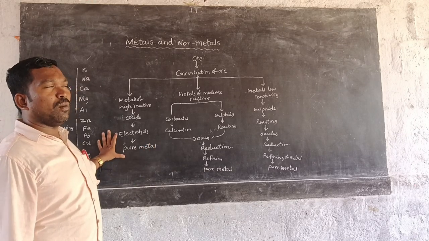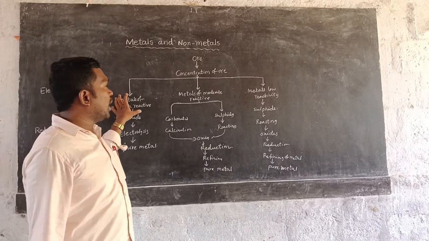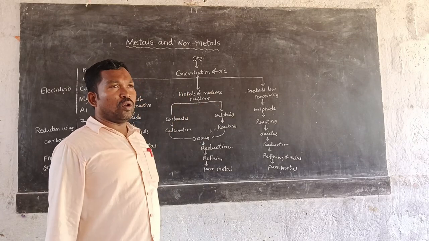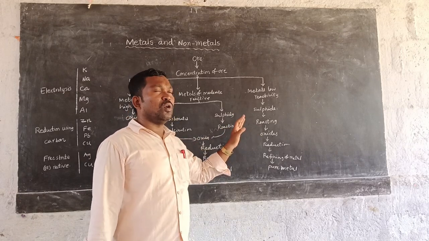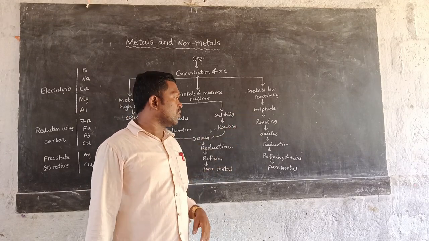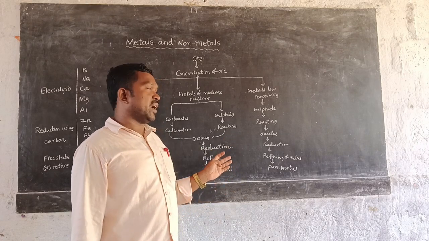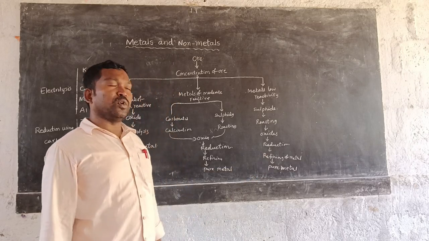So totally, metals are classified into three types: highly reactive metals, moderate reactive metals, and low reactive metals. Low reactive metals are available in sulfide formation. We apply the roasting process on sulfide ores. The ores are converted to oxides. Next we apply the reduction process. After refining the metal, we will get the pure metal.